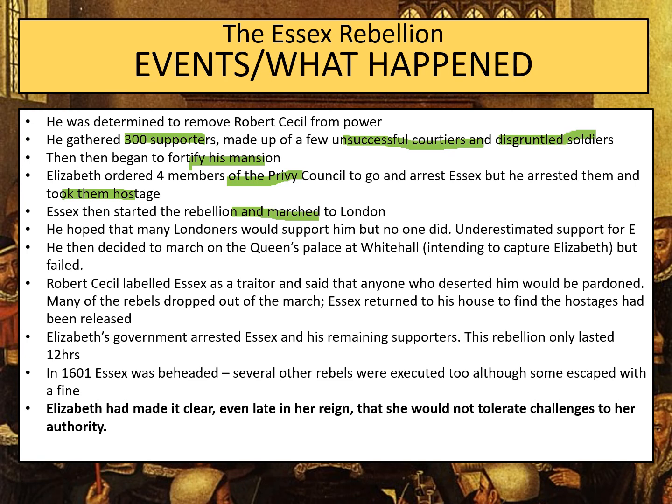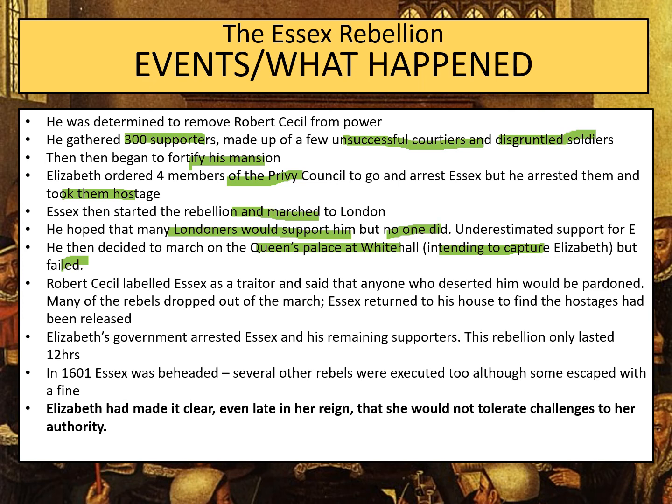Now, he was hoping that on his march to London that many Londoners would support him, and that the rebellion would massively grow in size. However, he misjudged it and nobody did. He'd underestimated the support for Elizabeth. He then decided, despite the fact that he didn't have very much support, he was going to march on the Queen's Palace at Whitehall, intending to capture Elizabeth, but he failed to do this.